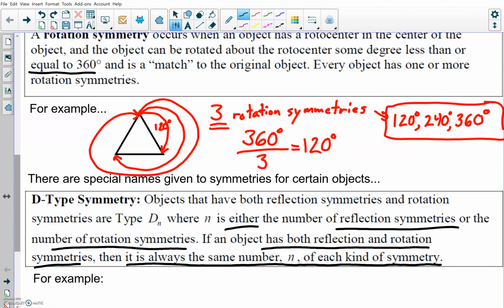If it doesn't have both, this is the key word there, it will only have rotation, and it will only have one rotation, 360 degrees. So just kind of keep that in mind.